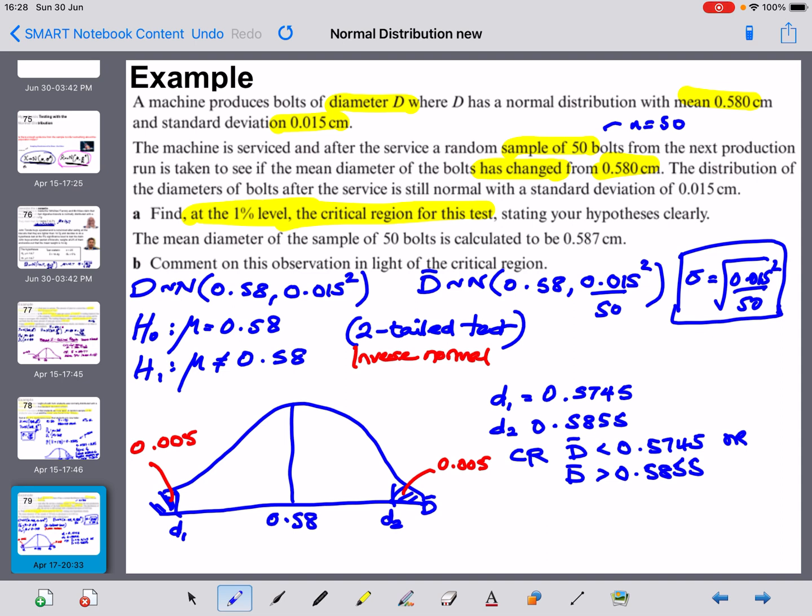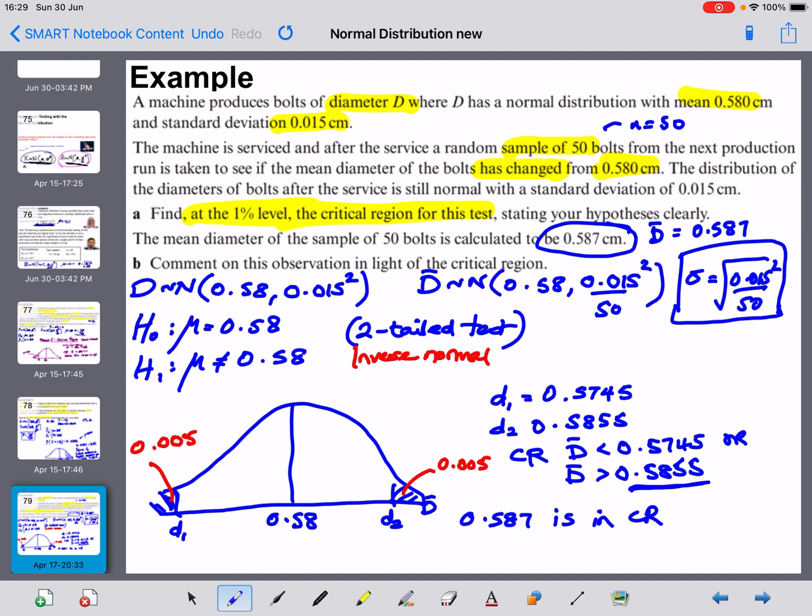Okay, and then for part B it says the mean diameter of the 50 bolts is that. So that's our observed mean. So now we just need to comment on this in the light of the critical region. So we just need to decide, is that significant? Is it in the region or is it not? Okay, and in answer to the question, it's in the region, isn't it? It's in that region there. So I'm going to say 0.587 is in the critical region.